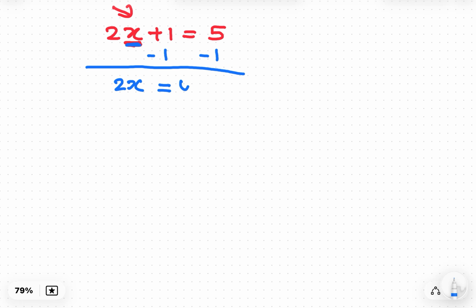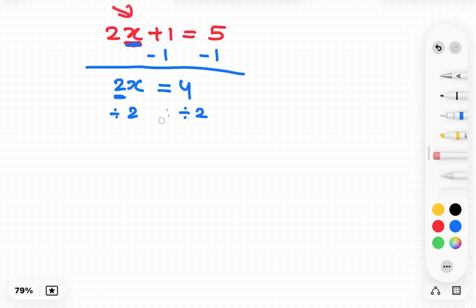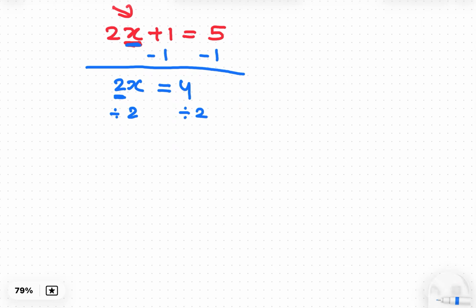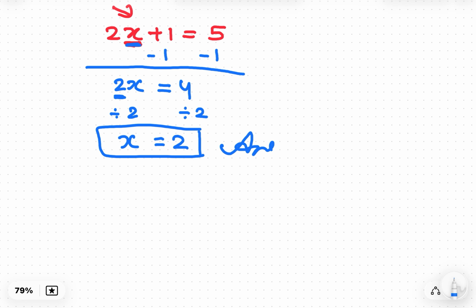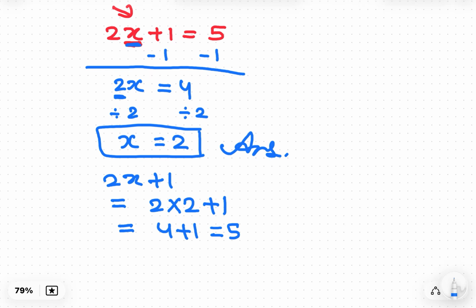2x equals 4. Now see if something is multiplied to it or divided, then you can see 2 is multiplied to x. Now do the inverse of it, which is division. So divide both sides by 2. When you divide both sides by 2, you get x on the left hand side and 2 on the right hand side, which is your answer. Now check whether it is correct or not. 2x plus 1, where the value of x is 2. 2 into 2 equals 4 plus 1 equals 5, which is the right hand side. So our answer is correct.